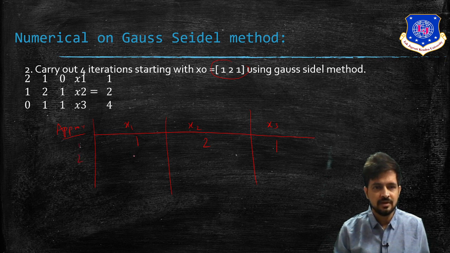For the second approximation, you have to use these values as the initial values. After finding this, you will get the answer like this: minus 0.5, 0.75, 3.25.